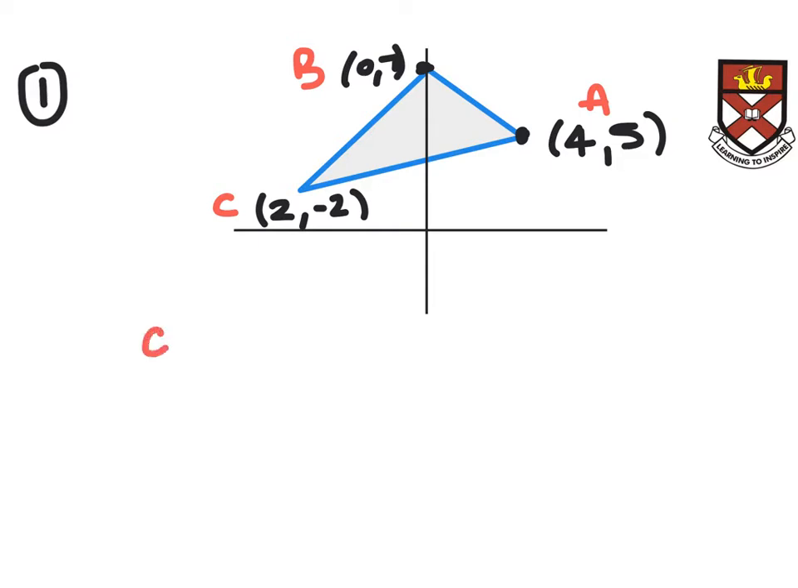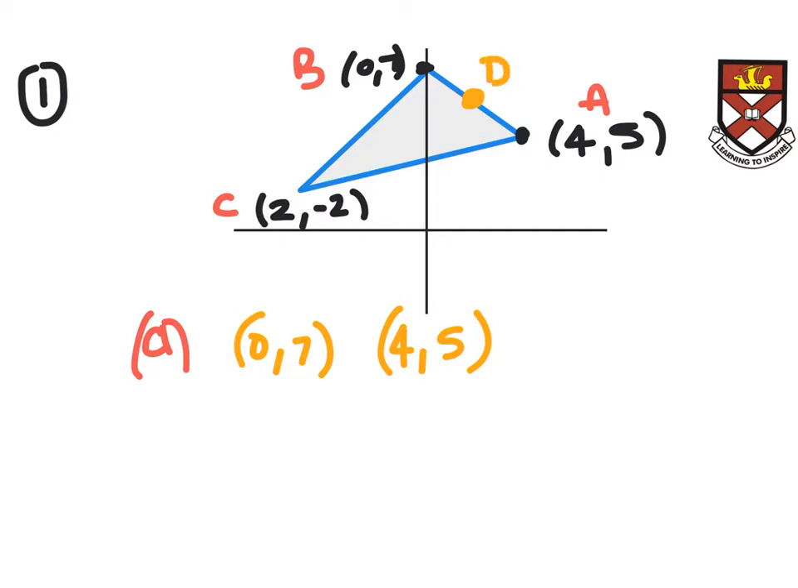So question A is asking you to find the midpoint of AB. So what's the coordinates of this point here? Now, you should be able to do that using the midpoint formula. Halfway between 0, 7 and 4, 5. Midpoint formula, remember, is where you take each of the x numbers, 0 and 4, add them and halve, and then take the y numbers, add them and halve. And then that's going to give you the coordinates of point D. Not too bad, good start.